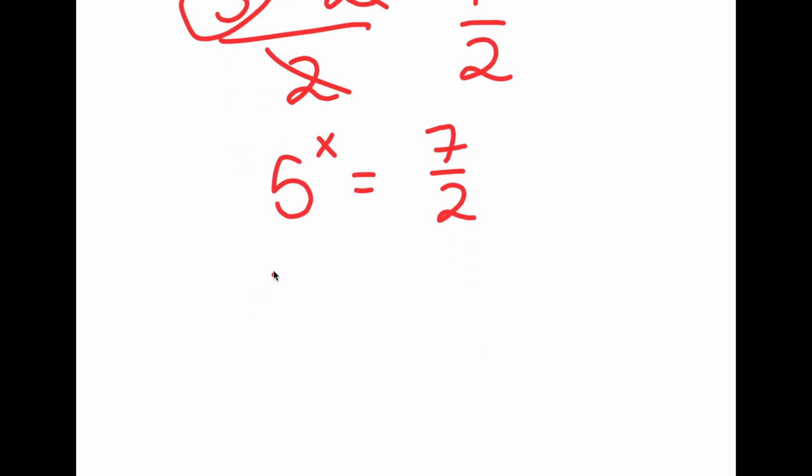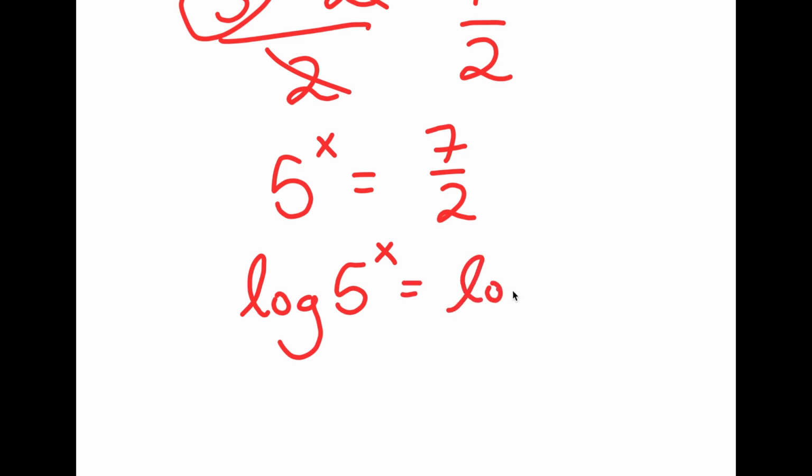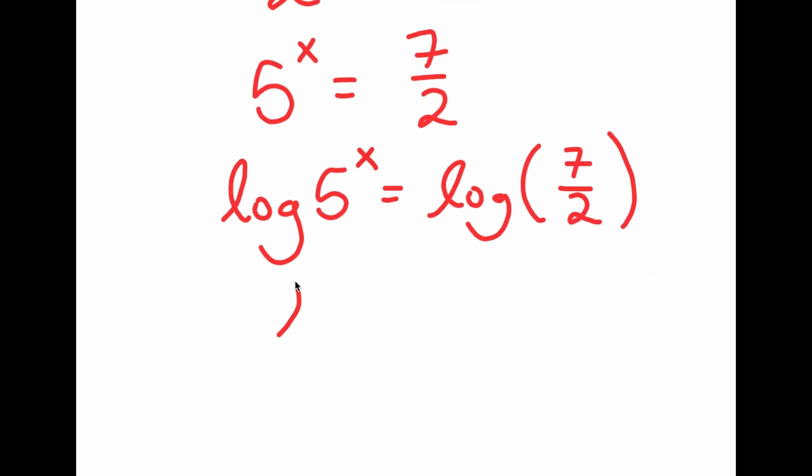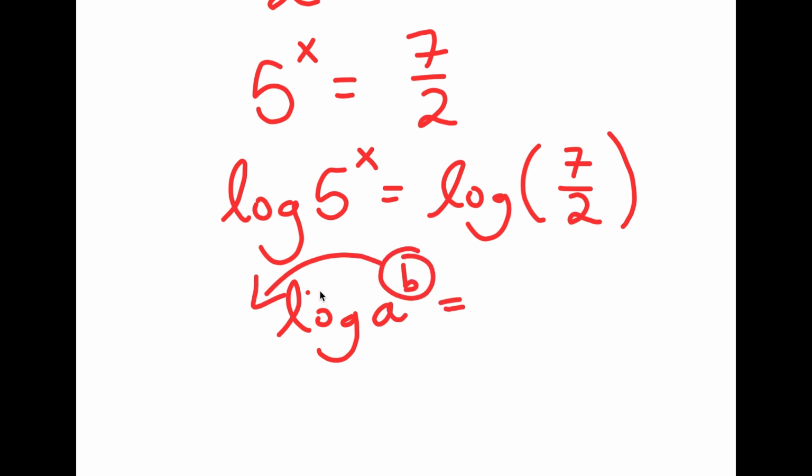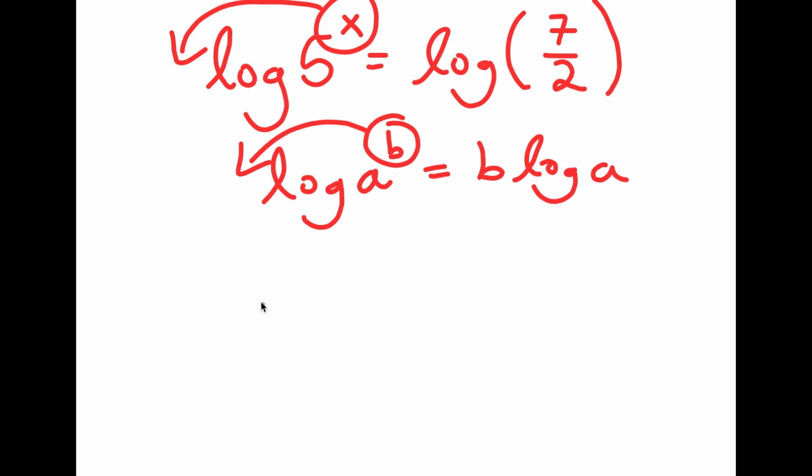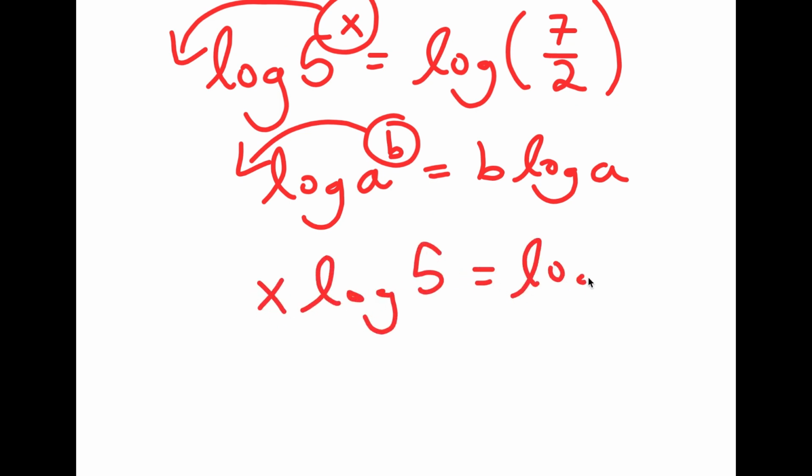Now from here, I'm going to take the log on both sides. So I get log 5 to the power of x is equal to log 7 over 2. And if I have something in the form log a to the power of b, I can move this exponent b to the front. So this can equal b times log a. So in this case, I have log 5 to the power of x, and I can move x to the front. So I get x times log 5 is equal to log 7 over 2.